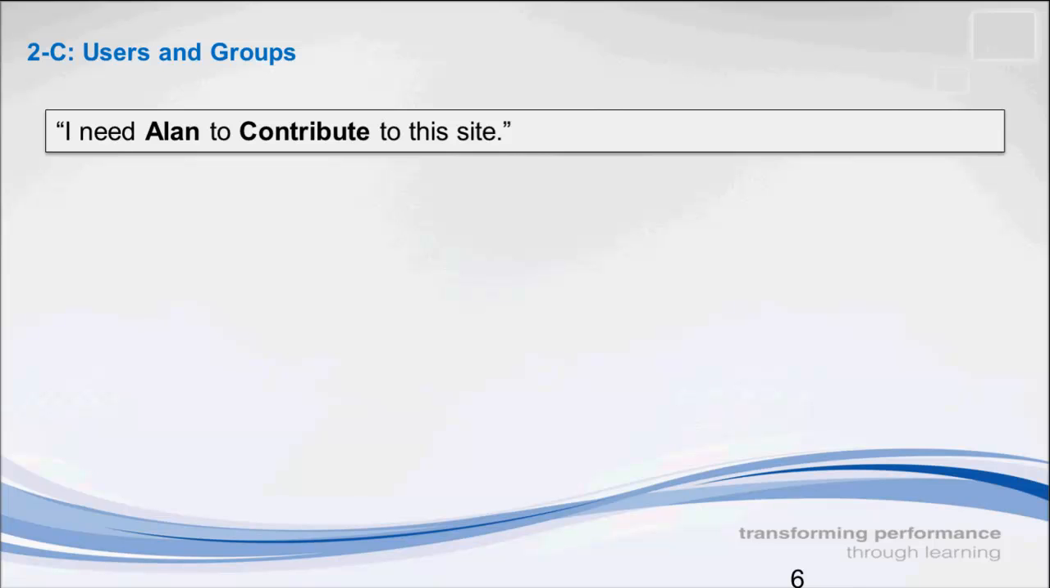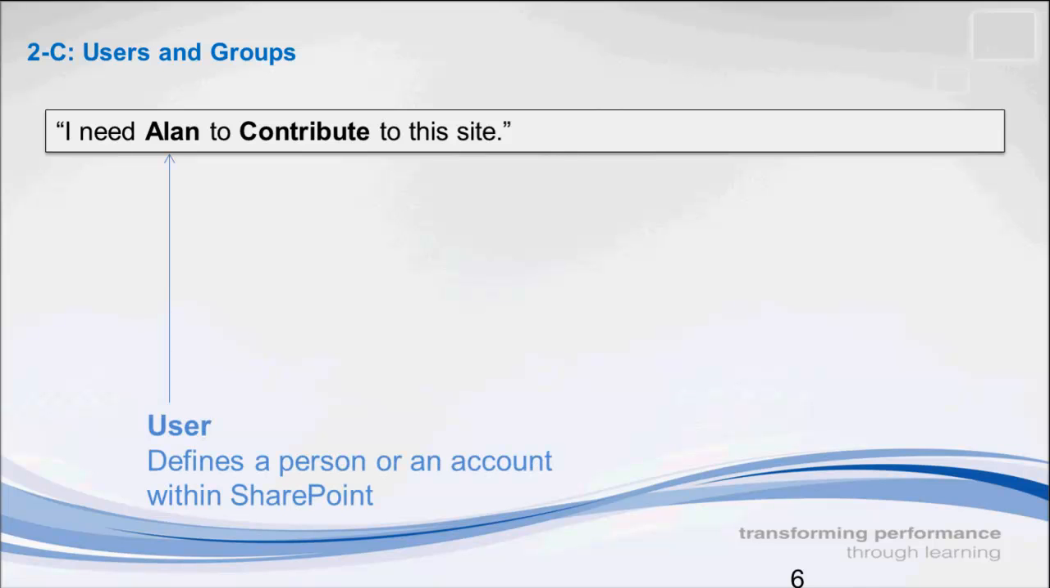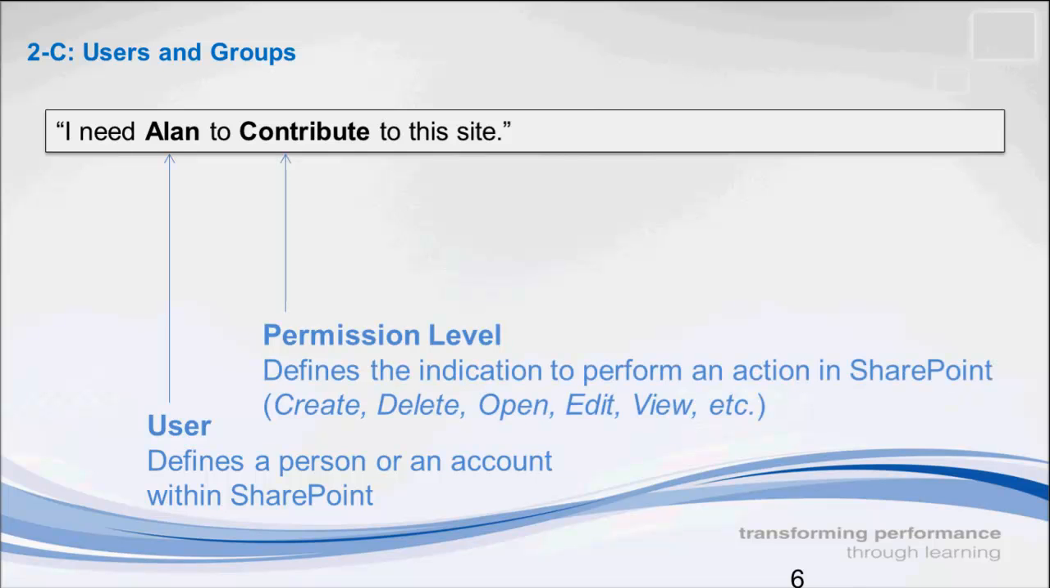Firstly, we'll look at this sentence. I need Alan to contribute to this site. Now, I can see Alan is the user, which is an account in SharePoint that can be accessed by a person to do particular work. And I can see contribute is a permission level, giving me an understanding of what things he can or cannot do inside the site. But from a site collection administrator's point of view, this isn't enough.